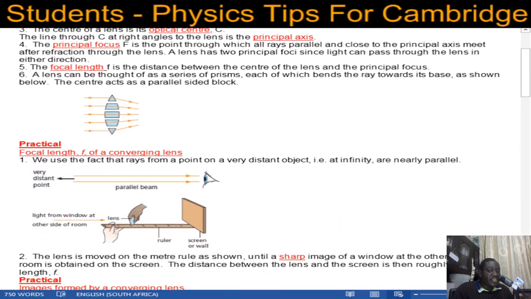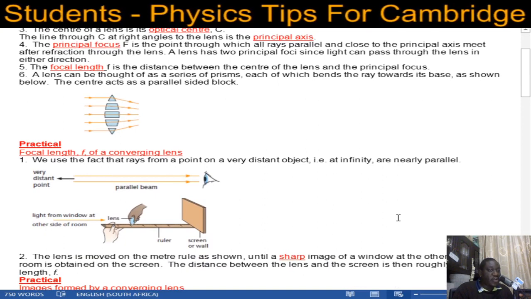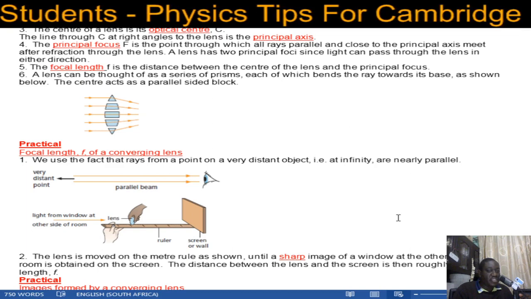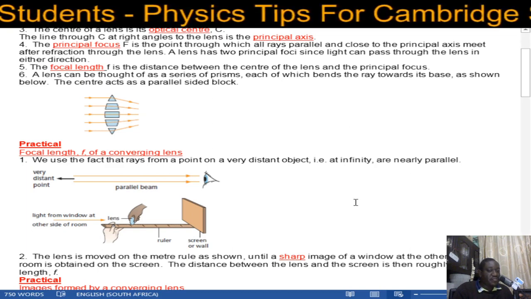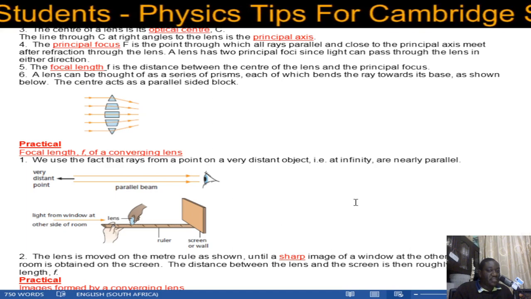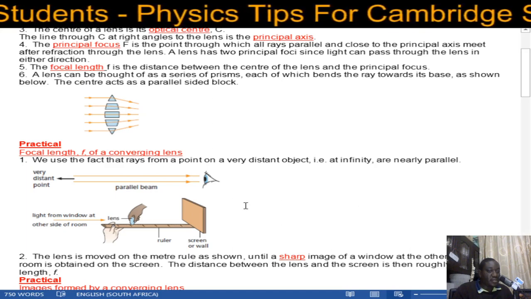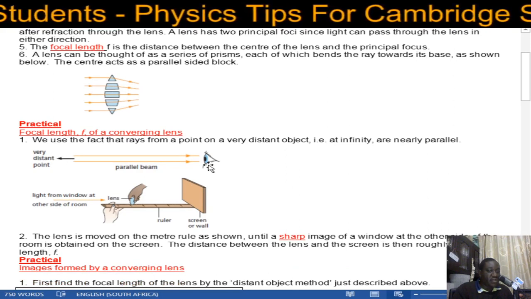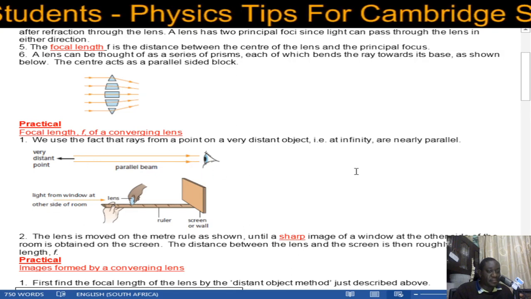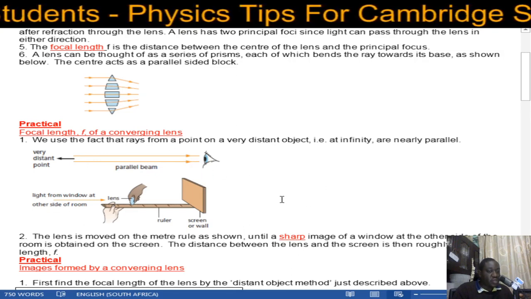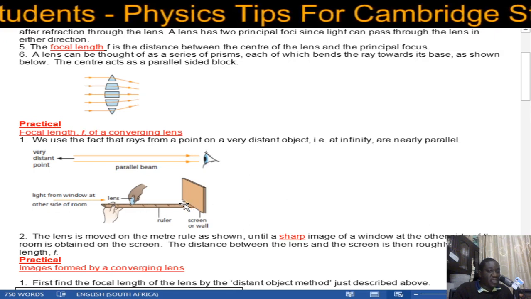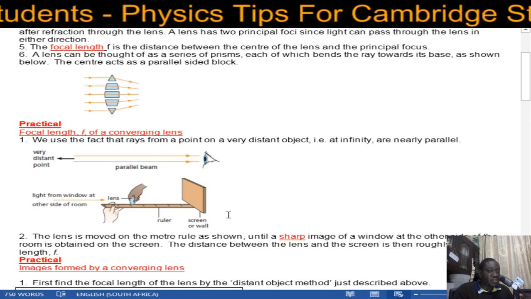Now we want to find the focal length of a converging lens. How do you find the focal length of a converging lens? We use the fact that rays from a point on a very distant object, e.g. at infinity, are nearly parallel. So from a very distant point, our eye sees a parallel beam of light. What do we do? We take a lens and move it on a meter rule until a sharp image is formed.